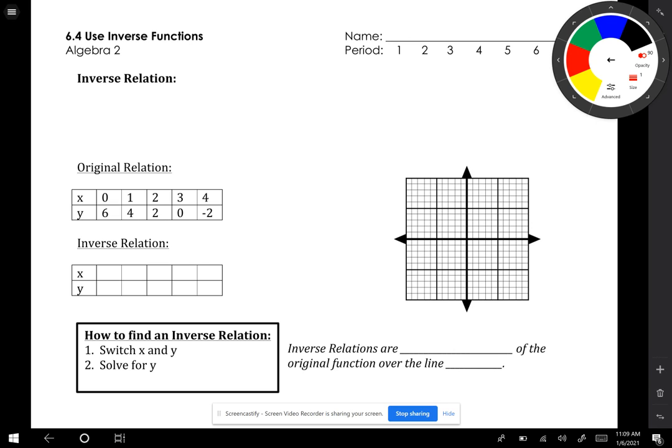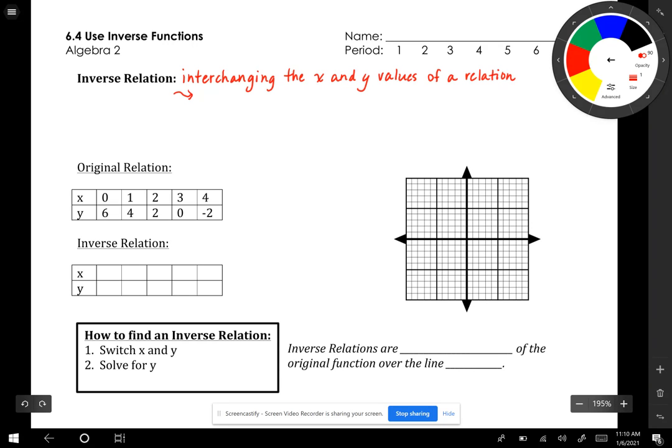So an inverse relation is interchanging the x and y values of a relation. Basically what it does is switch the domain and the range. Domain is x, range is y, but if you switch them, then y becomes the domain and x becomes the range.